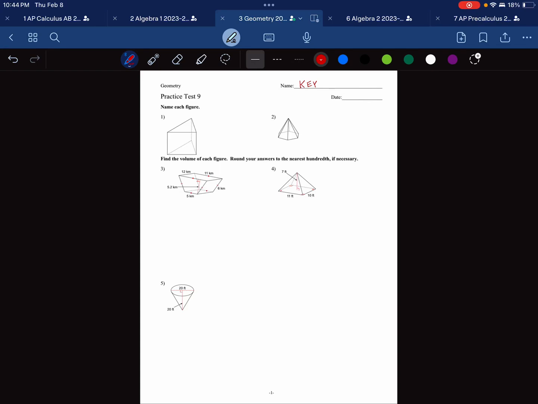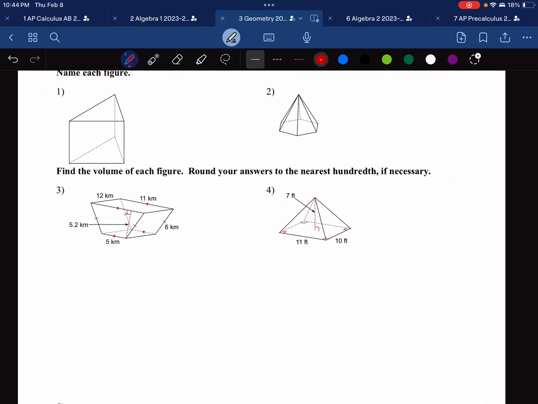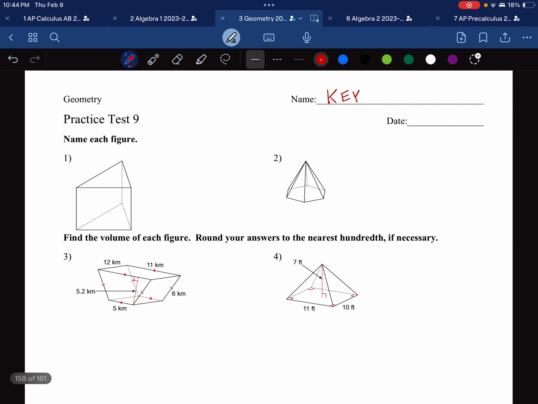This is Geometry's Practice Test 9. All right, number 1. Got to name each of these figures.